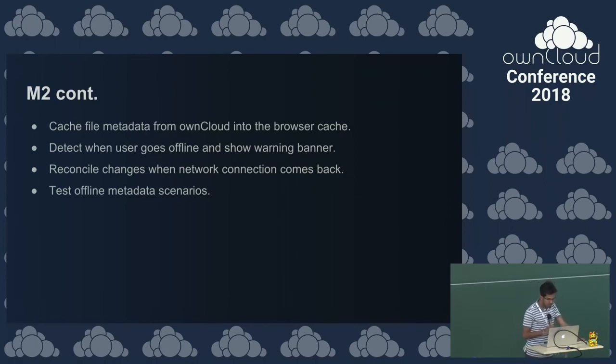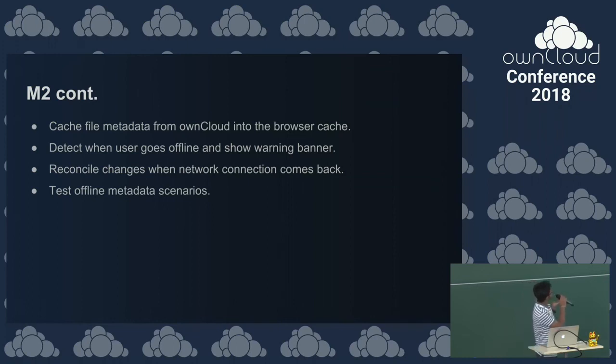There is also caching of file metadata from ownCloud into the browser cache. How that works is, assume you are browsing some files. The application automatically stores these paths and the metadata in the web browser cache. If the connection suddenly goes offline, you can just revisit the folders and browse the files you have already visited. It detects when the connection goes offline and automatically refreshes the metadata content when the connection comes back online.